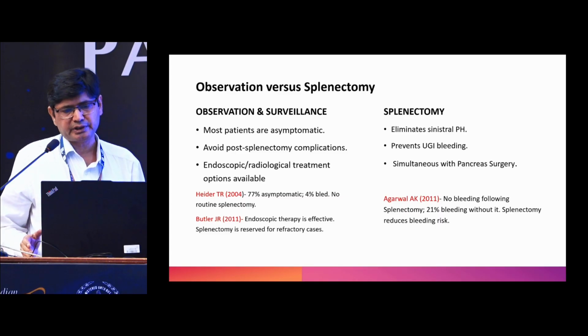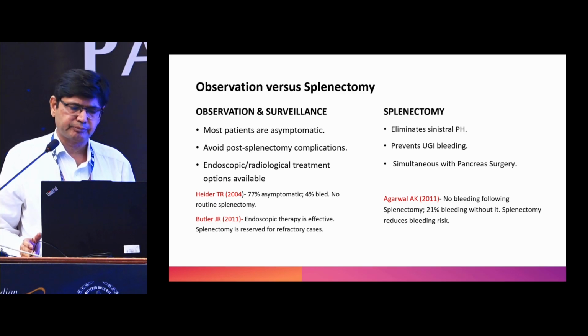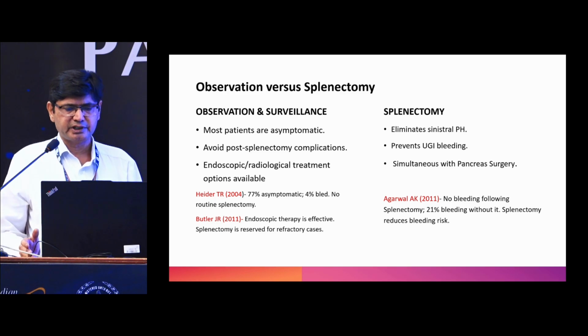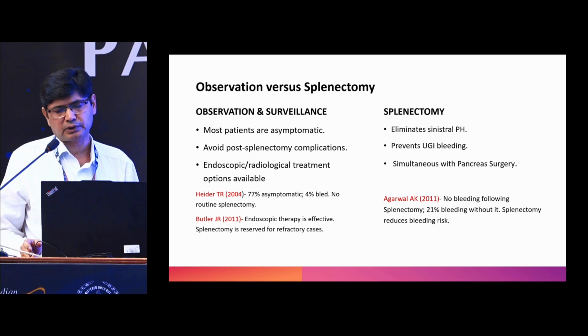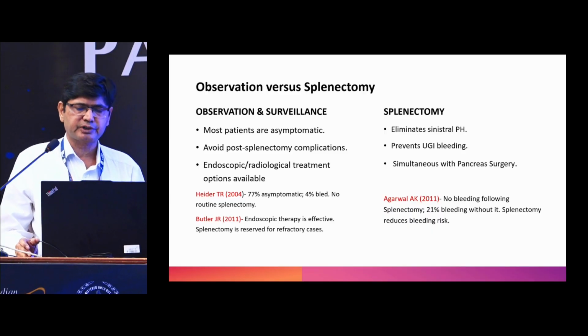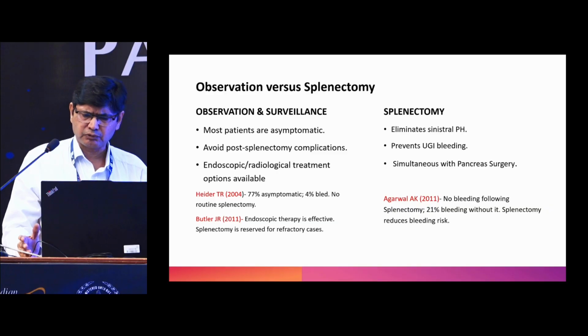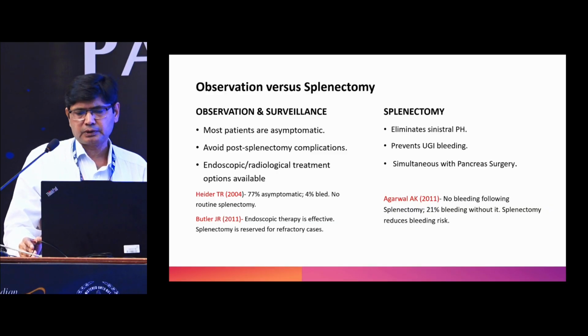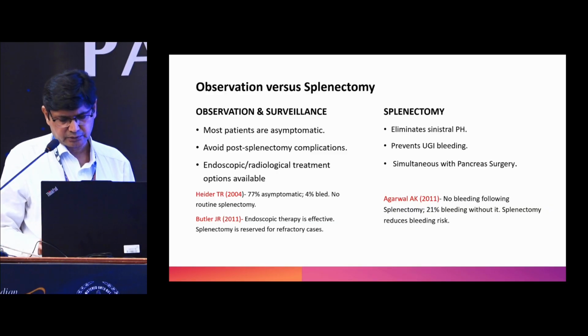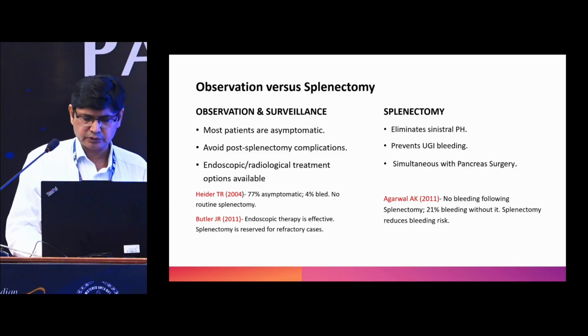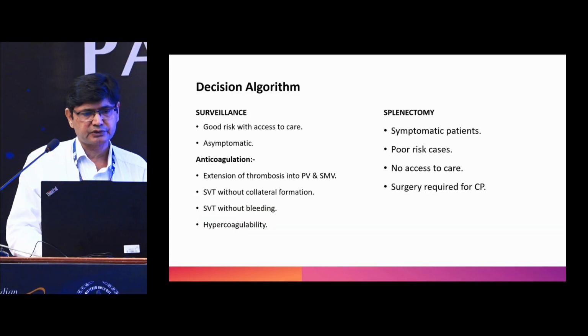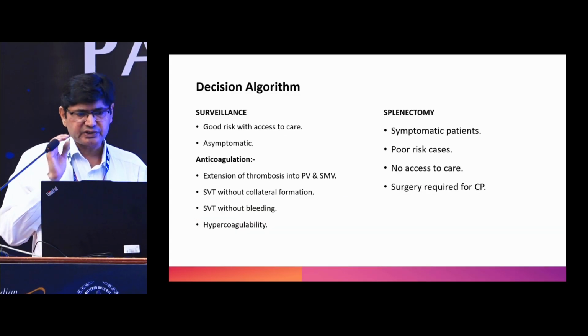On the other hand, splenectomy is the curative treatment. It prevents upper GI bleeding in these patients, and it can be easily performed in most cases when the patient is undergoing surgery. In our study, we performed it in around 22%, in 9 patients, and there was no increase in complications. The addition of splenectomy did not hamper the post-operative outcomes. So how to decide?